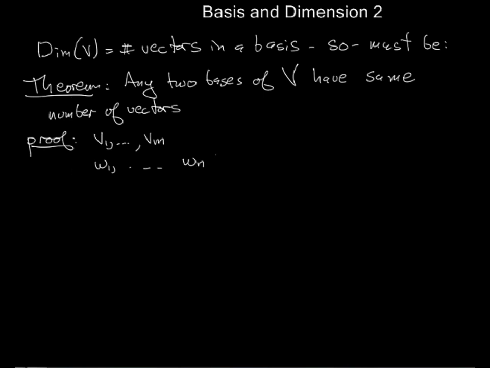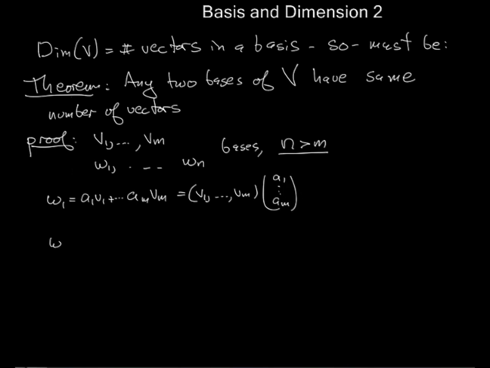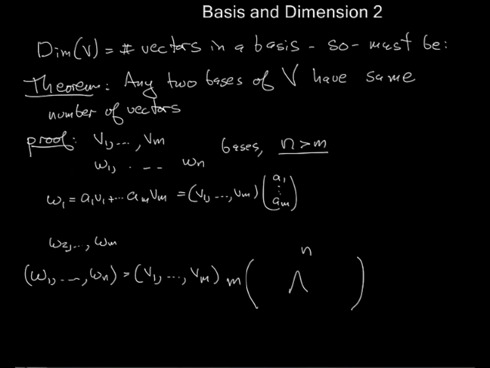Suppose I had two bases of a vector space, v1 through vm and w1 through wn, and let's suppose that one was bigger than the other. Well, the fact that the v's are a basis says that you can write w1 as a linear combination of the v's, which we'll write like this. And similarly, w2 through wn. So you conclude that this list of vectors, w1 through wn, can be written as the vectors v1 through vm times a matrix on the right, which is m by n. And the ith column of this matrix is expressing the ith vector wi as a linear combination of the vj's.